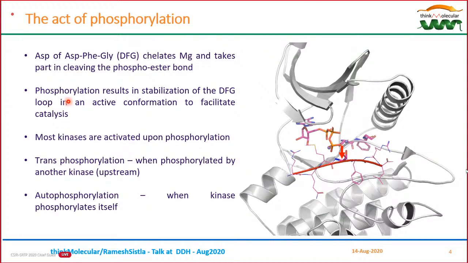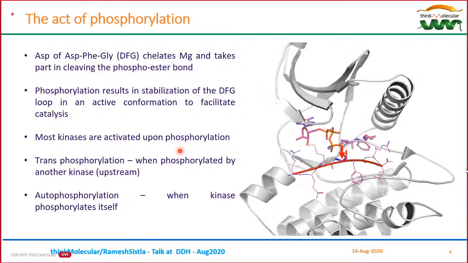But it is, so what happens when a kinase gets phosphorylated is that it results in the stabilization of this DFG group, okay? This DFG loop, which is present here, I will talk about again in the next slide. So that loop is stabilized, and that confers an active conformation on the kinase, which facilitates catalysis. And most kinases are activated upon phosphorylation.